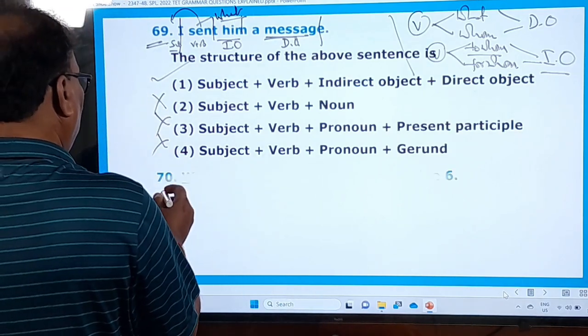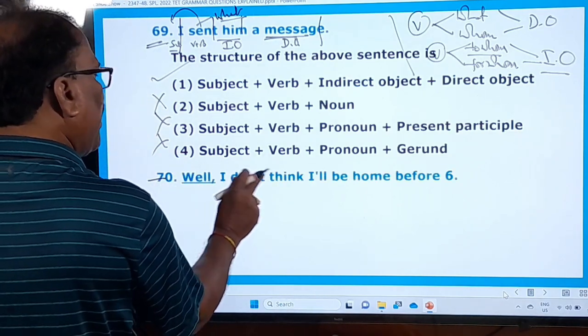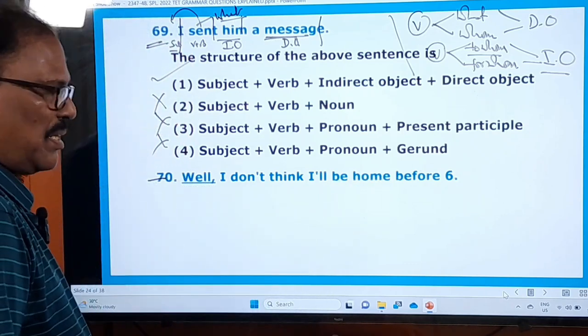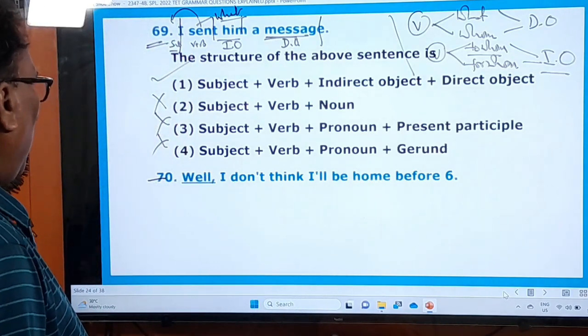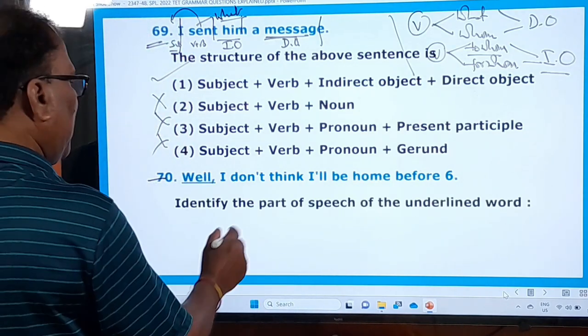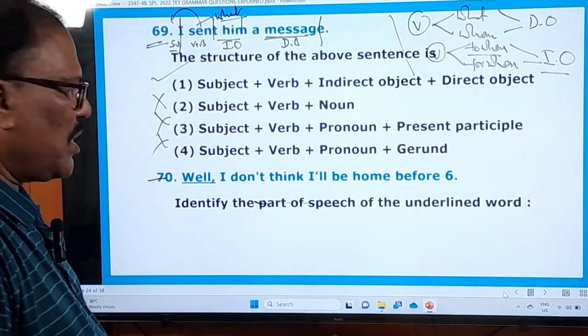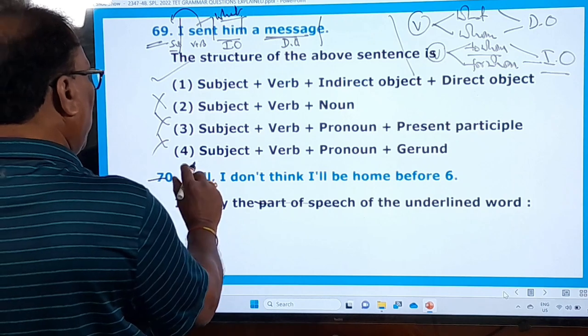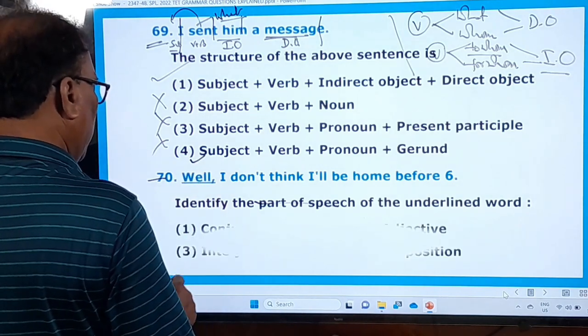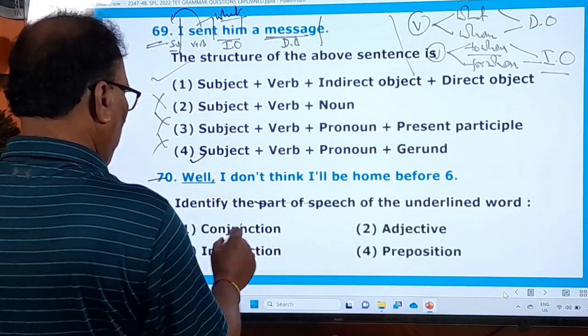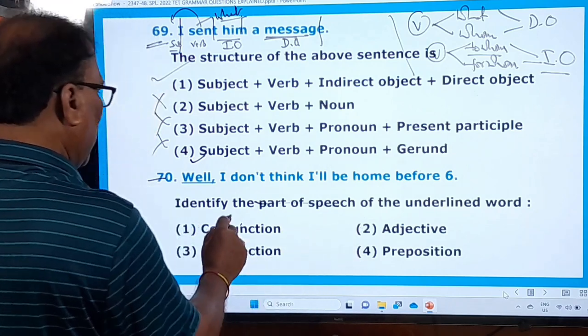Next one, the 70th one. Well, I don't think I'll be home before 6. This is the statement given here, and now he is asking you to identify the part of speech of the underlined word. Let us see that. Conjunction, adjective, interjection, preposition.